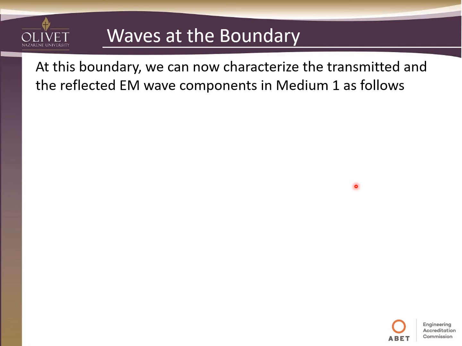So at this boundary, we can now characterize the transmitted and reflective electromagnetic wave components in medium 1 as follows. So we can say then that this electromagnetic wave, or at least the E field, the electric field, as it travels along the z-axis, we're going to have a plus component, and so that's what's being transmitted or going to the right. And then we will have the second component, E minus, which is going to be the part of the field that's reflected and going back in the opposite direction. Add them together, that should give us the total field that we started with, right?